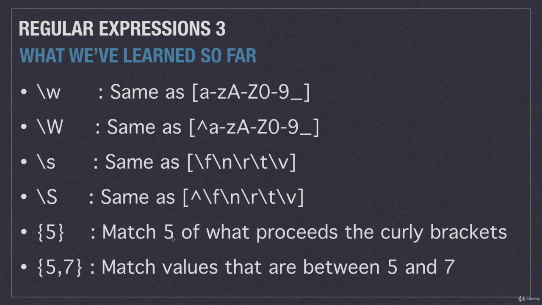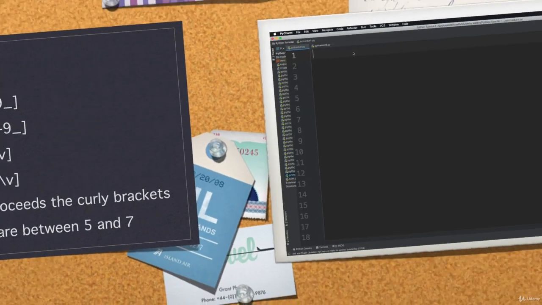And this will be used if we want to match 5 of what precedes, and this is to match values that are between 5 and 7. So that's everything we have covered so far, and now let's jump over and learn some more.